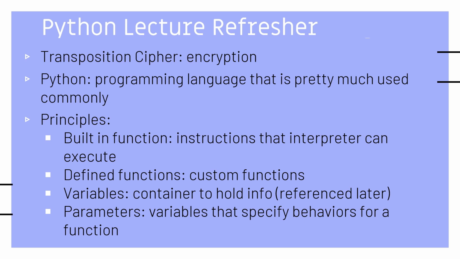You have variables, which are containers to hold information to be referenced later. Like, for example, a cell in Excel, where you can have a value inside a cell that you can reference and hold values in. And then you have parameters, which are variables that are defined in the behaviors of a function. So when you define a function and you put open parentheses, within the open parentheses, those are your parameters that you have to fill in later.